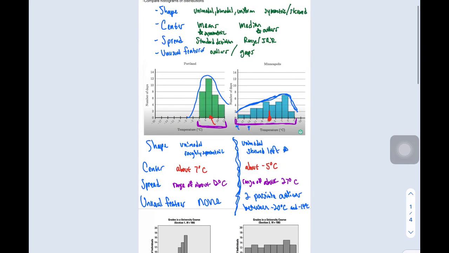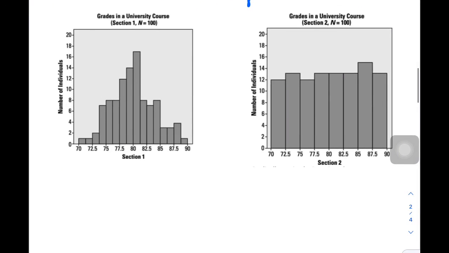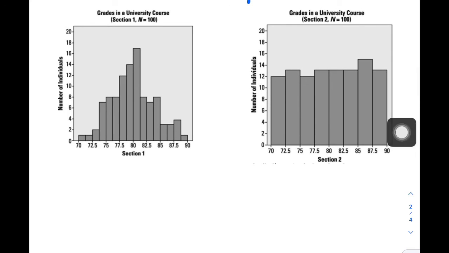All right, that pretty much covers this lesson, guys. A few questions for you, checking your understanding with these two. What we have here is two university classes. Here's your first class and here's your second class. In each of these classes, there are 100 students, and we are looking at how they performed on a test. We can see at the bottom here we have the scores from 70 to 90. Over here, we have scores from 70 to 90 also.